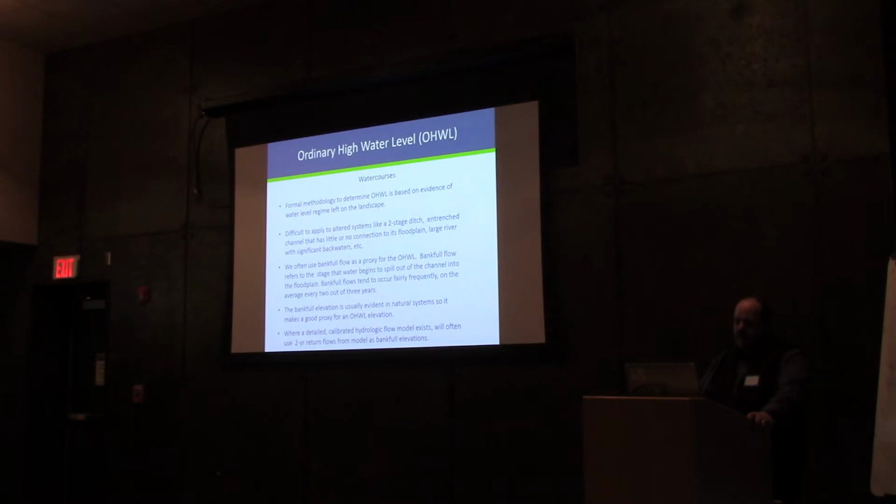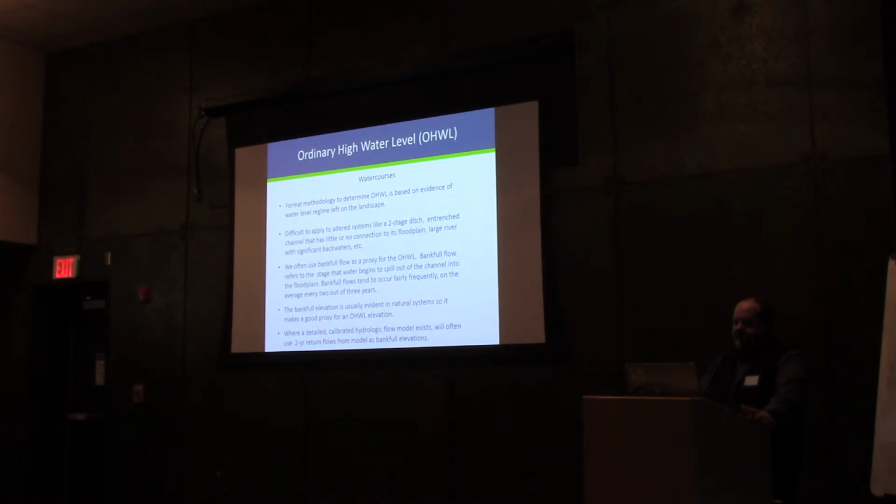So a little bit more about the formal methodology to determine OHW. It is based on evidence of water level regime left on the landscape. It's difficult to apply to altered systems like a 2-stage ditch, an entrenched channel that has little or no connection to its floodplain, or a large river with significant backwaters. There are other cases. And so we do use bank full flow as a proxy for OHWL at times on water courses, and I'd already talked about some of that. It's usually evident in natural systems, so it makes a good proxy for an OHW elevation.